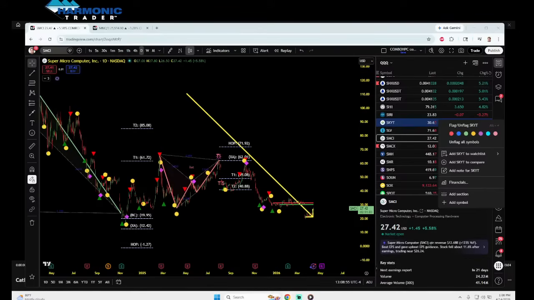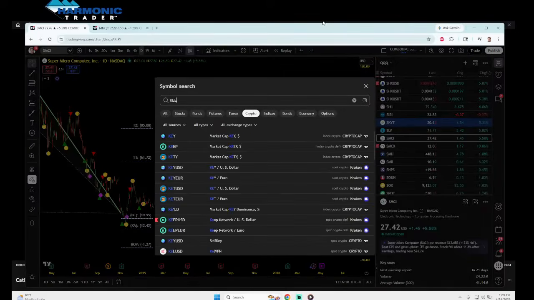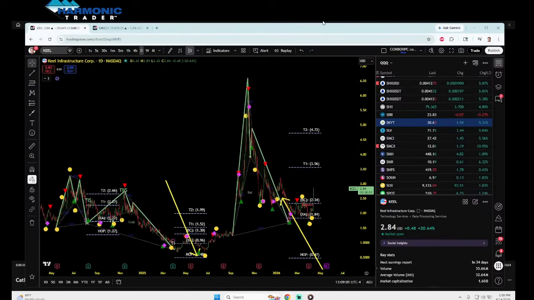Okay, great. The other one I wanted to shout out: someone brought up this Keel. Keel Infrastructure. I was pretty amazed. Whoever brought that up, I forget who, I want to send you a thank you, because I started a big position in that, a few thousand shares, and added to it.